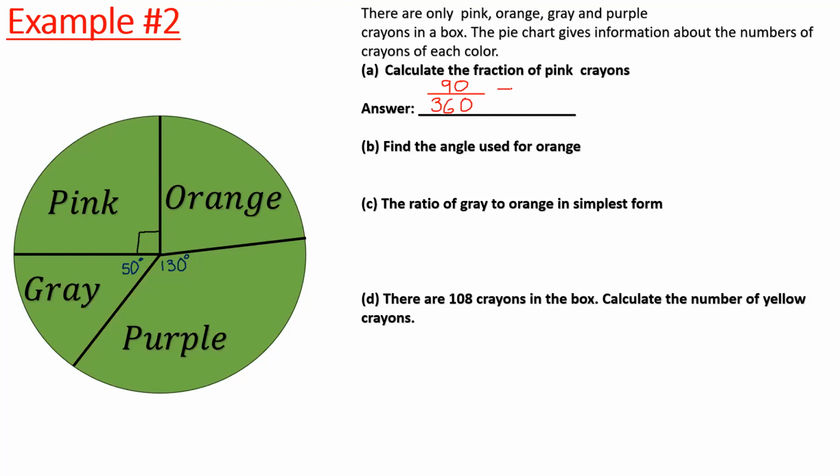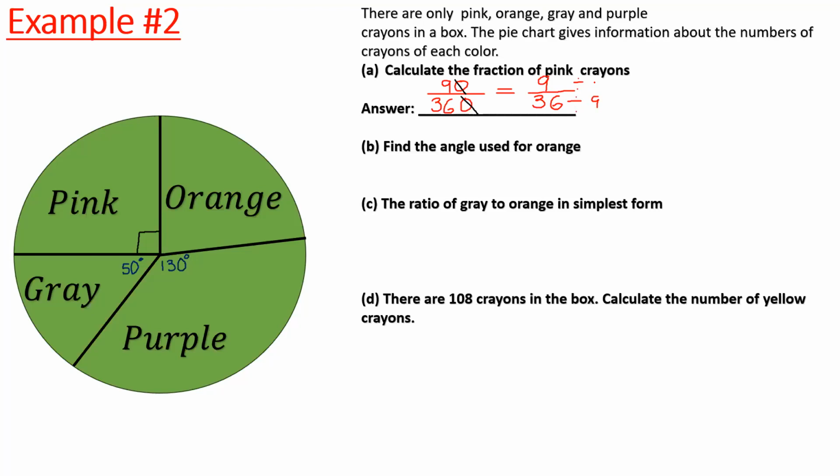And that's going to be equal to what? You would cancel the zeros on the 90 and the 360. And then you would get 9 over 36. And then you would divide that by 9 and you would get 1 over 4. Very good. So it's 9 over 36. What are we going to do to simplify it? Divide both numbers by what? 9.